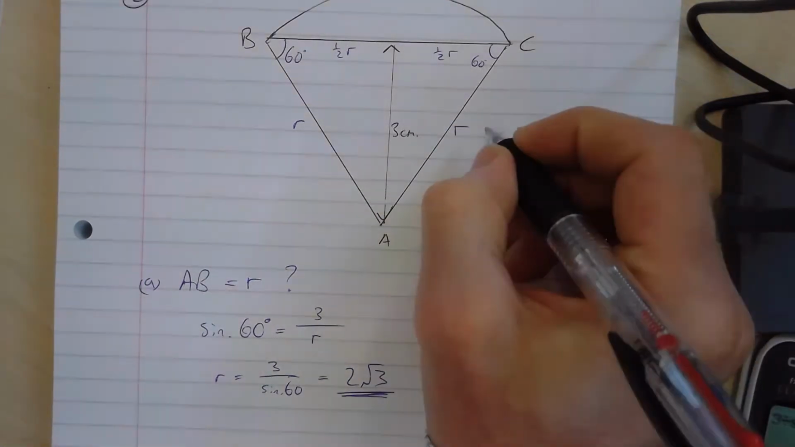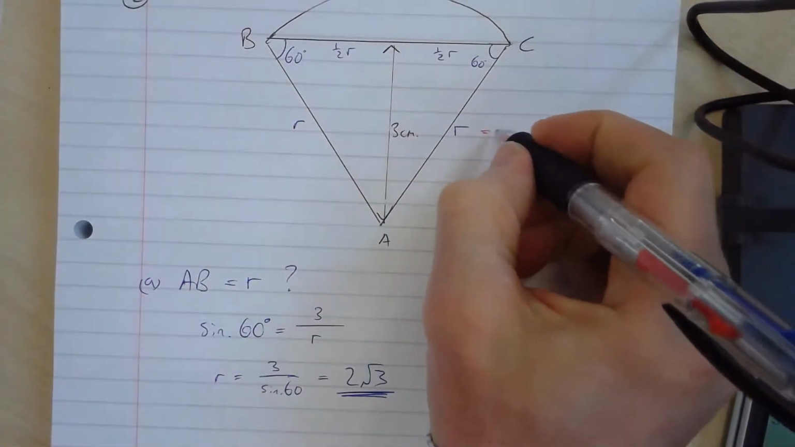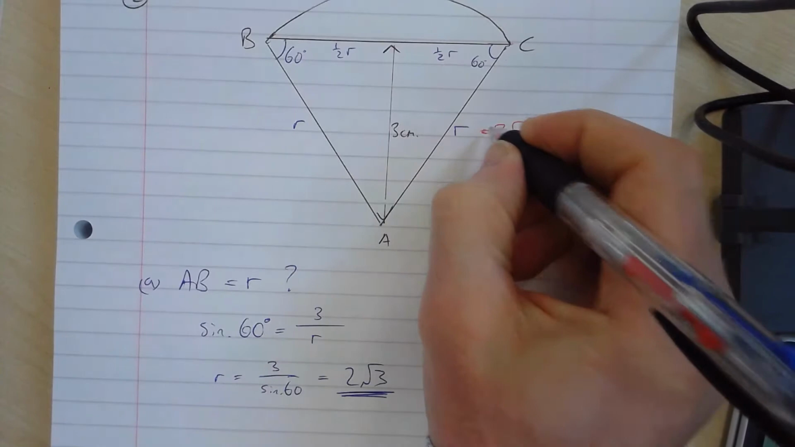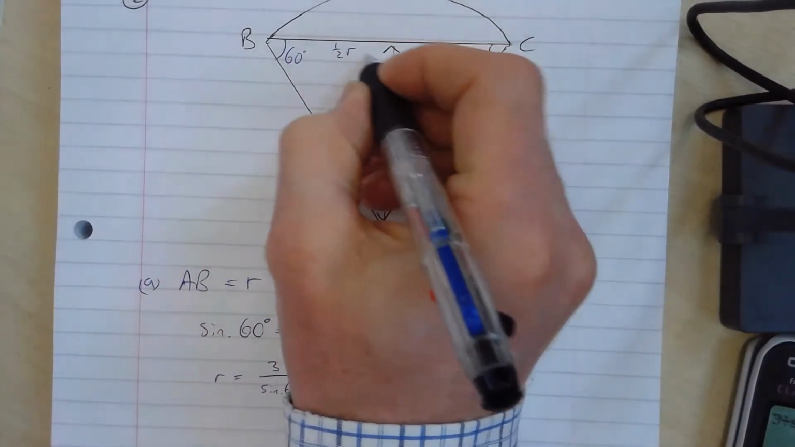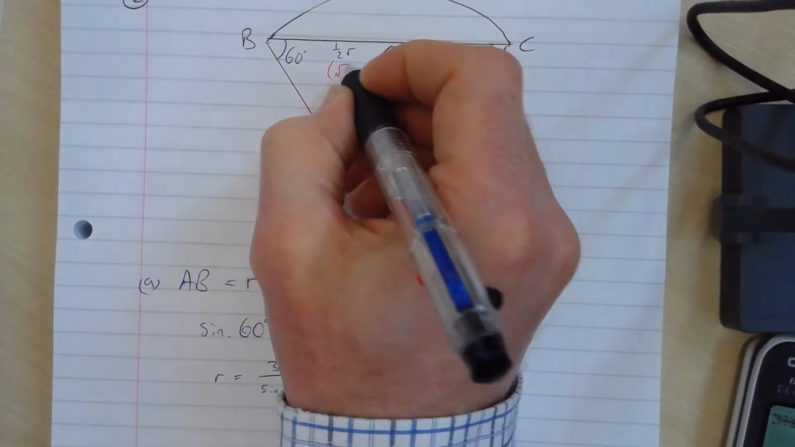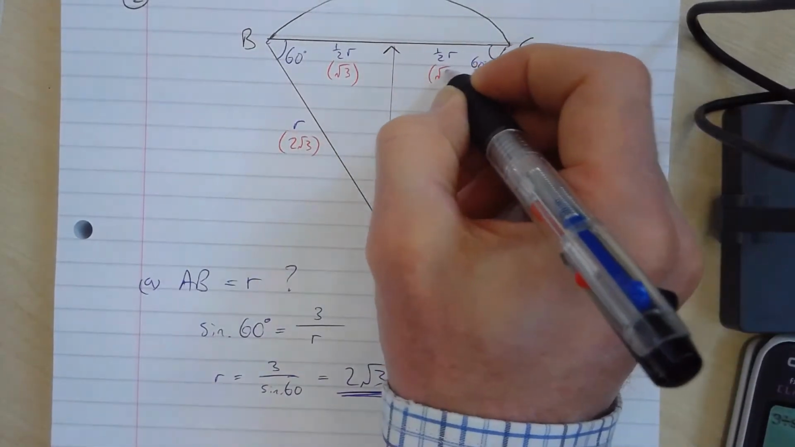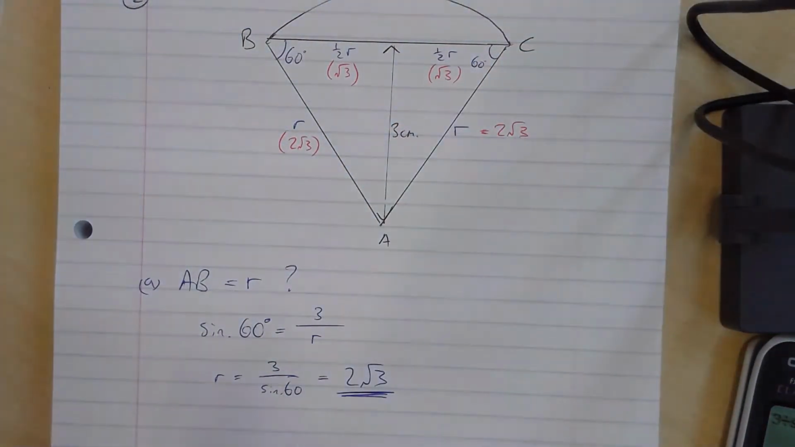So I can now add that on, that's a 2 root 3 there, and that's a 2 root 3 there. This must then be a half of 2 root 3, which is just root 3, and similarly here, just root 3. Don't know whether we'll need them later on, but we might do, and so that they're ready for us if we do.